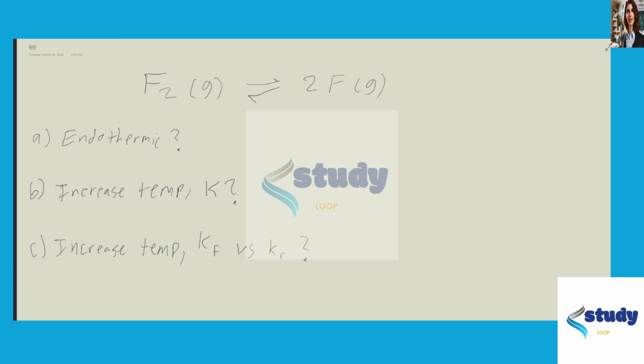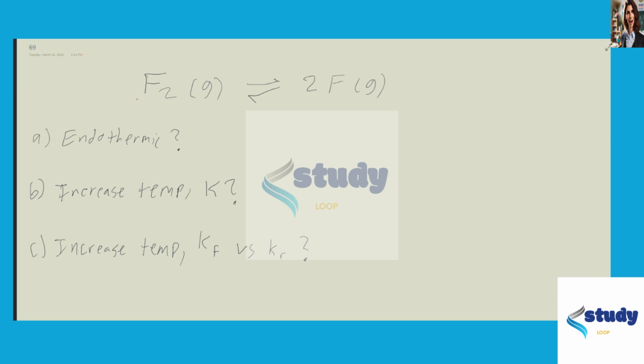Here we are looking at the dissociation of F2 in the gas phase to form two individual F atoms in the gas phase. The first question is whether this is an endothermic or an exothermic process. You could go to your appendix and use delta H values to calculate it that way, but here's another way to think about it.